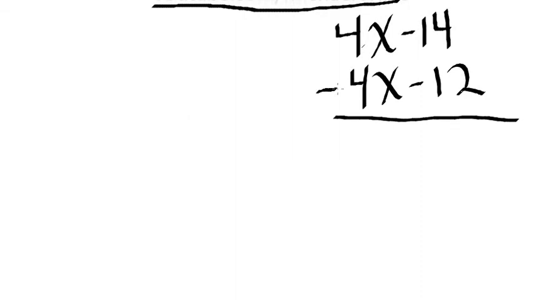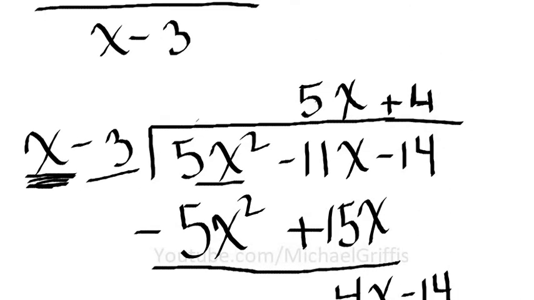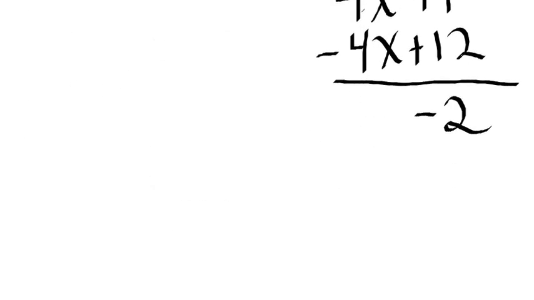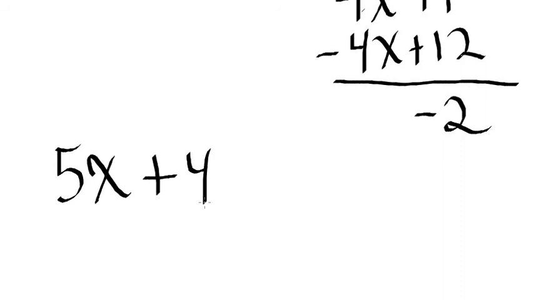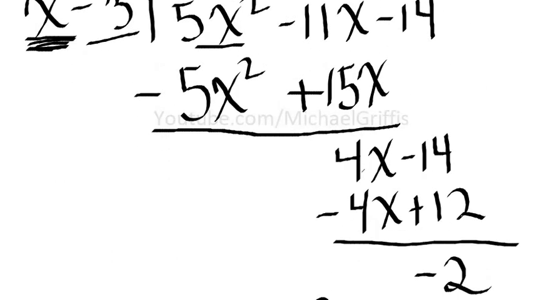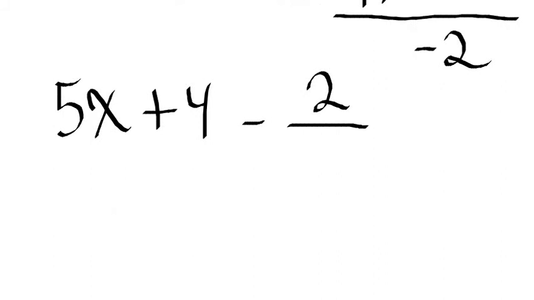Now remember what we do. We go minus. It's going to change that sign to a plus. 4x minus 4x is 0. Negative 14 plus 12 is negative 2. Negative 2. So now we can write this out. Okay, write your quotient, which is 5x plus 4. So 5x plus 4, okay, minus 2 over, okay, that's our remainder, over our divisor, which is x minus 3.